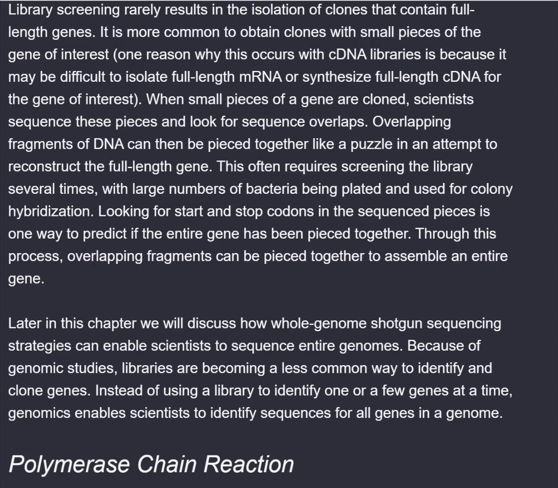When small pieces of a gene are cloned, scientists sequence these pieces and look for sequence overlaps. Overlapping fragments of DNA can then be pieced together like a puzzle in an attempt to reconstruct the full-length gene. This often requires screening the library several times, with large numbers of bacteria being plated and used for colony hybridization. Looking for start and stop codons in the sequenced pieces is one way to predict if the entire gene has been pieced together. Through this process, overlapping fragments can be pieced together to assemble an entire gene.